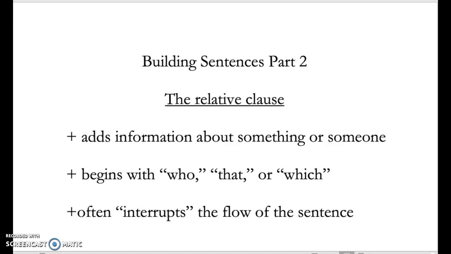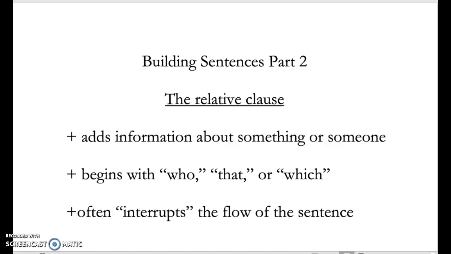So, the relative clause. The relative clause adds information about something or someone, so it always comes after a noun. It begins with either the word who, that, or which, and it often interrupts the flow of a sentence, and you'll see what I mean as I give you some examples.